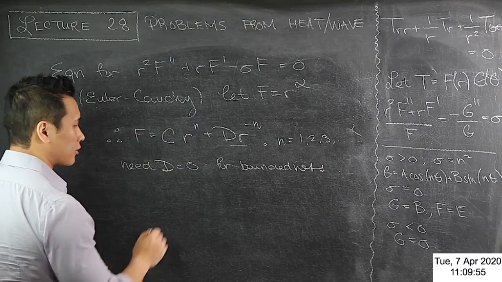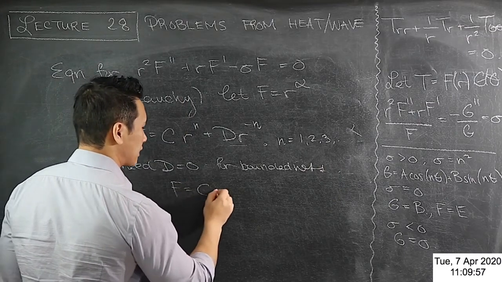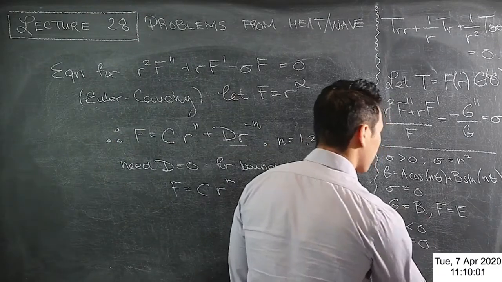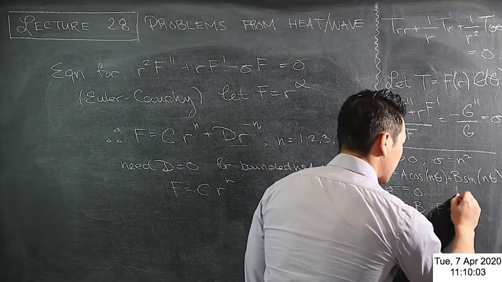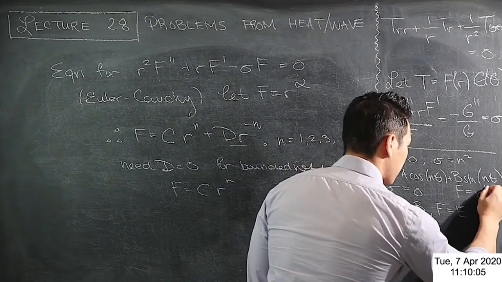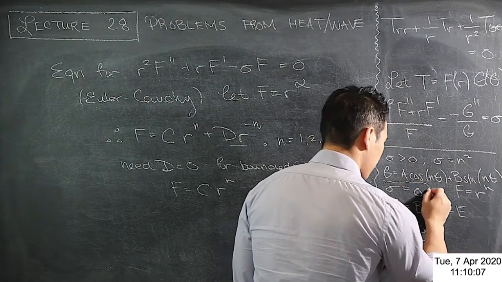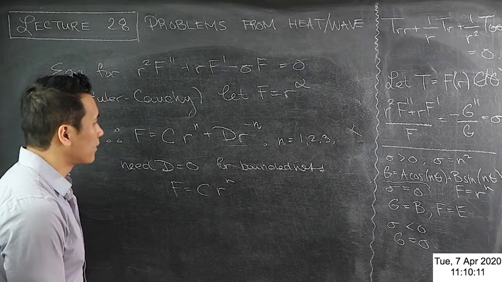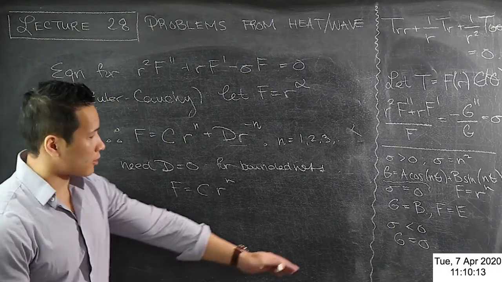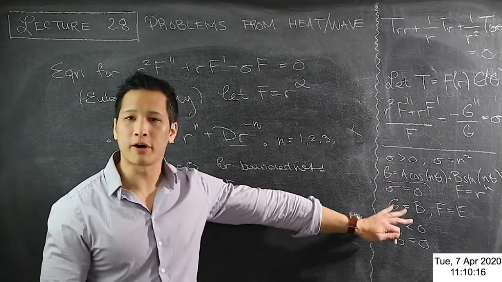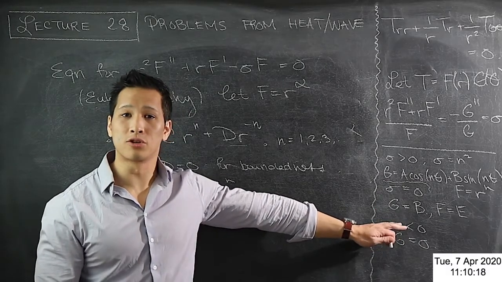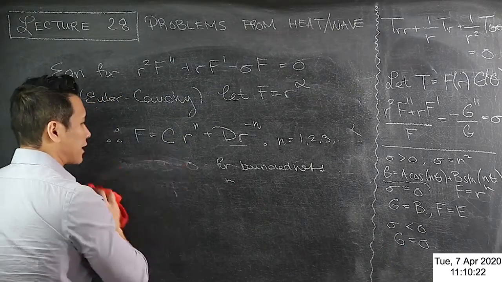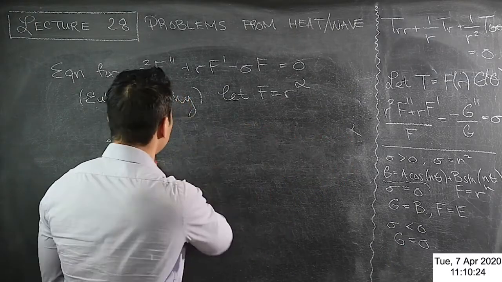And you're left to conclude that f is equal to c times r to the n. Right? And that's it. So this is now, I'll squeeze in here, f is equal to r to the n. Okay, that's it. So you've determined all the possible solution forms, depending on the different cases of sigma. All that's left is for us to make the final conclusion.